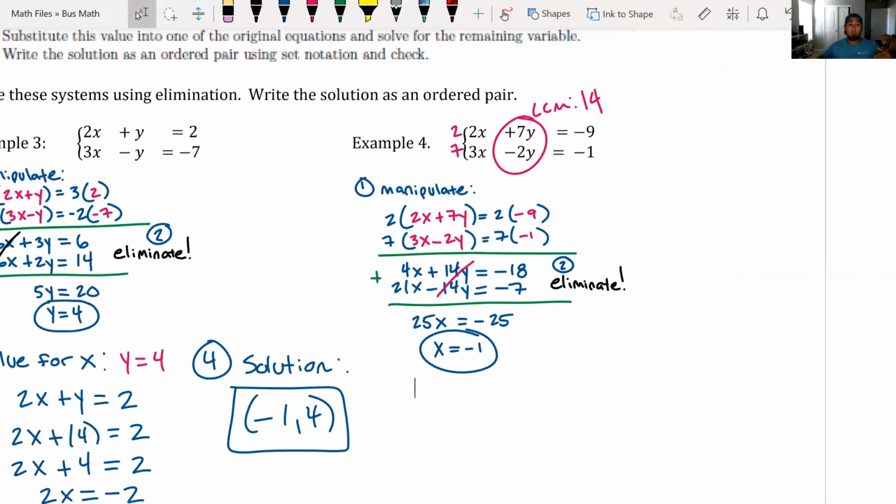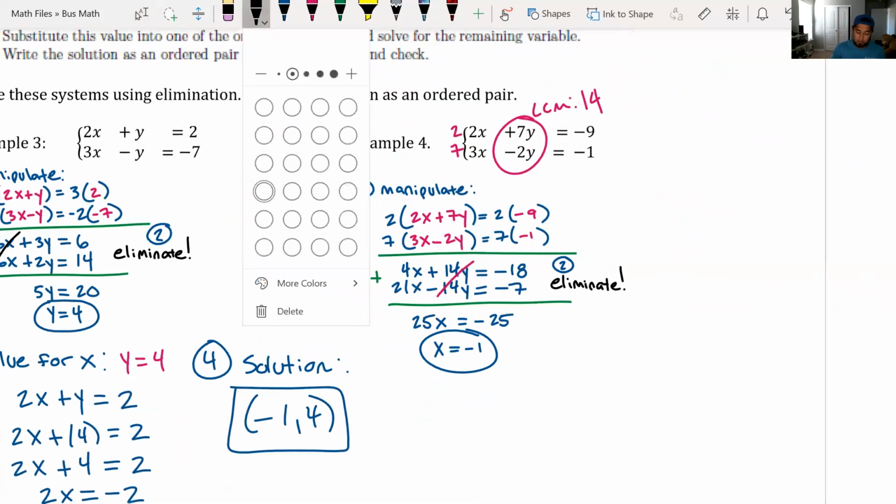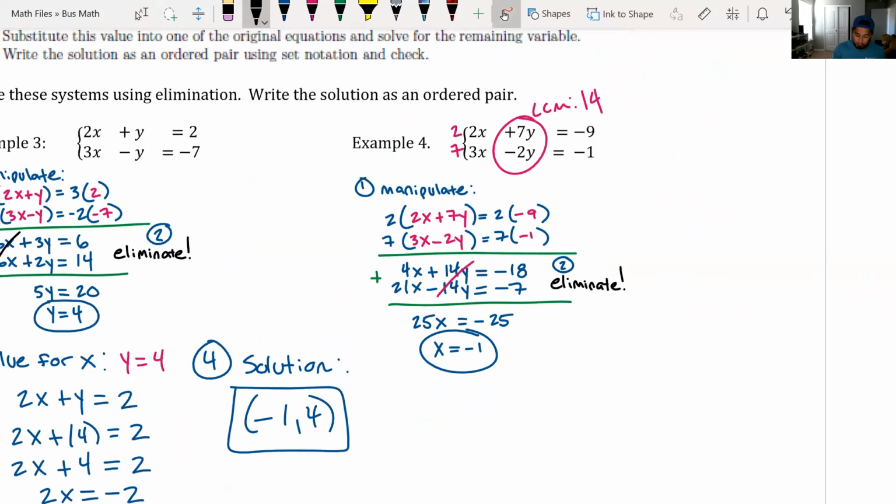So now we have x. We just need to solve for y. That's it. So that's going to be step 3, solve for y.